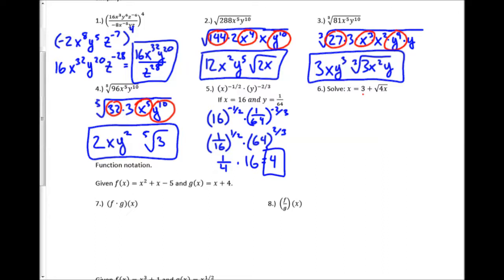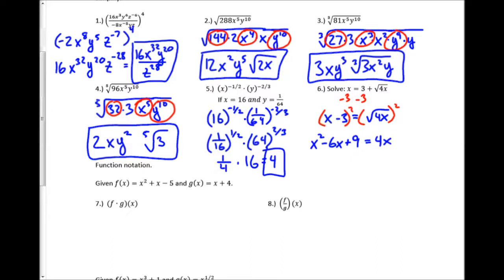In the next one, it asks me to solve this thing. And whenever we're solving, especially when we have complicated pieces like a square root, I want to isolate the square root. So I'm going to subtract the 3 from each side. That's going to leave me with an x minus 3 equals the square root of 4x. Now I can undo the square root by squaring each side. When I do that, x minus 3 squared is x minus 3 times x minus 3. That's going to give me an x squared minus 6x plus 9.